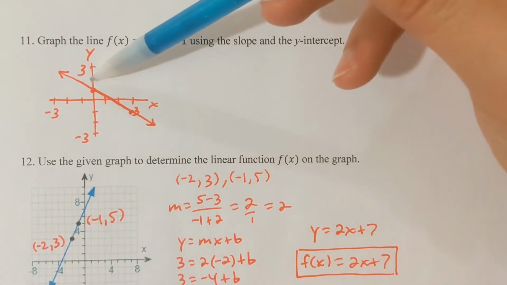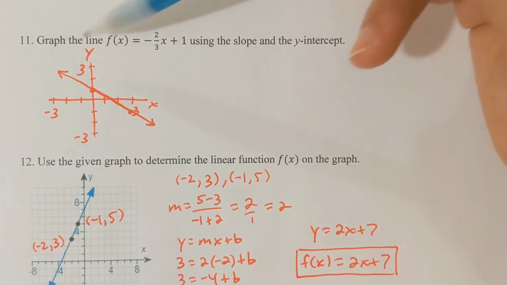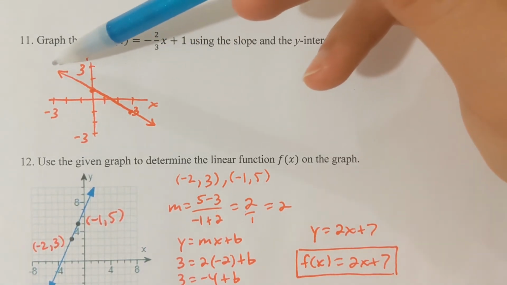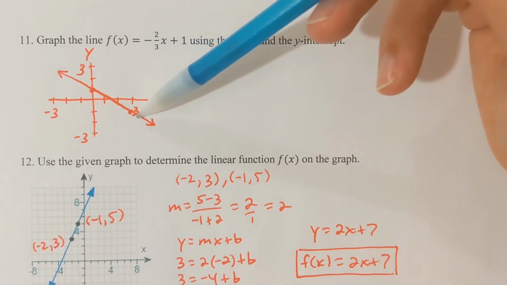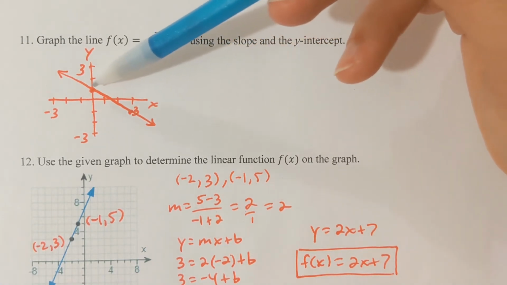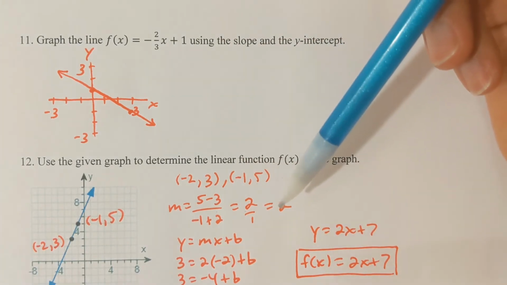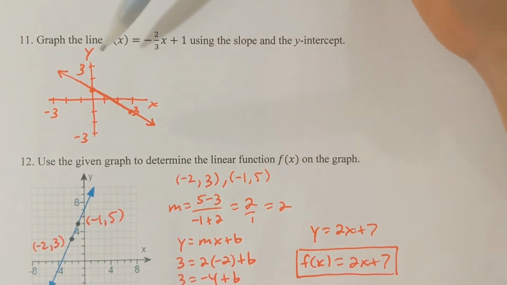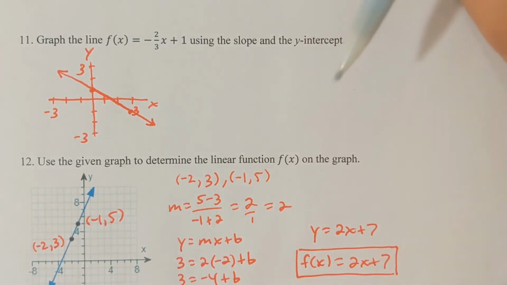So I'm going to have to rise up 2 units and then run to the left, since that's a negative, 3 units. Go up 2 and to the left 3, up 2 and to the left 3, or you could go down 2 and to the right 3. That means the same thing, right? You're just going to gather up some points on this line flowing in the other direction. Once you've got a couple of points, you can then draw the line, and then you'd be done.